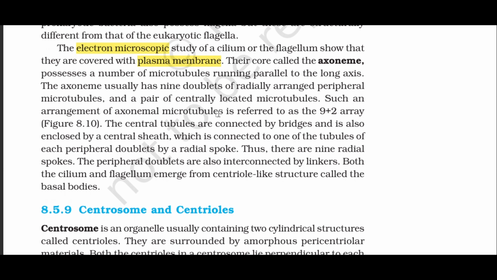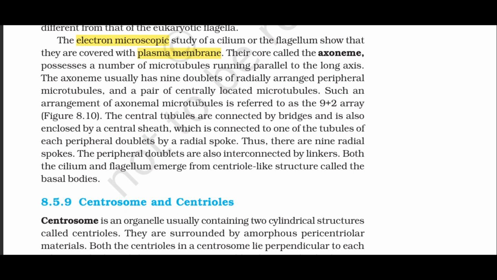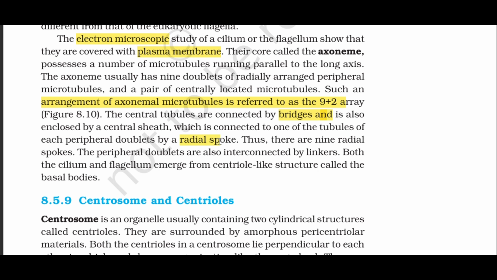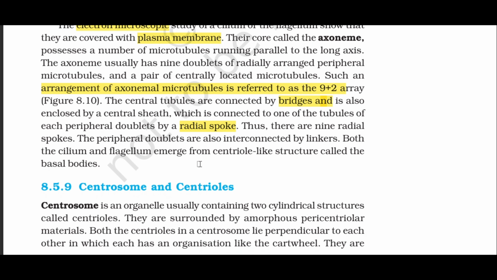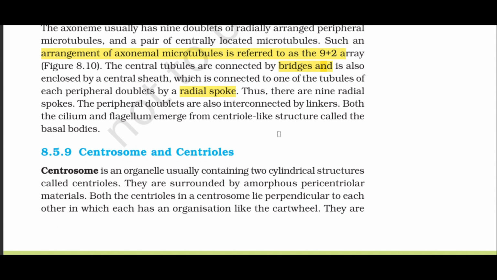The axoneme usually has 9 doublets of radially arranged peripheral microtubules and a pair of centrally located microtubules. Such an arrangement of axonemal microtubules is referred to as the 9+2 array, Figure 8.10. The central tubules are connected by bridges and are also enclosed by a central sheath, which is connected to one of the tubules of each peripheral doublet by a radial spoke. Thus, there are 9 radial spokes. The peripheral doublets are also interconnected by linkers. Both the cilium and flagellum emerge from centriole-like structures called the basal bodies.